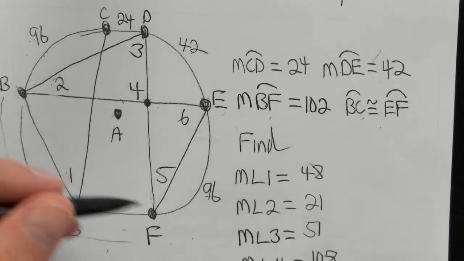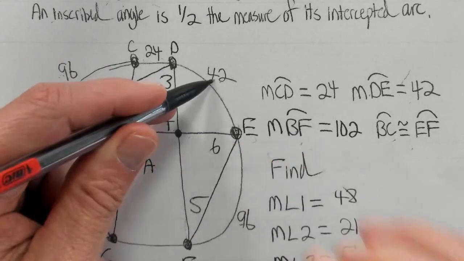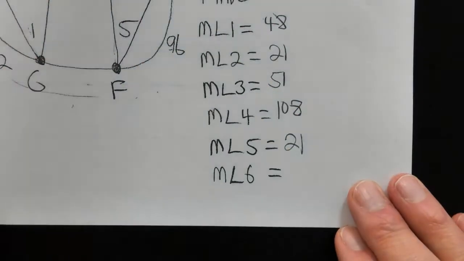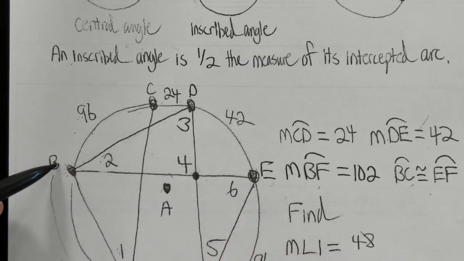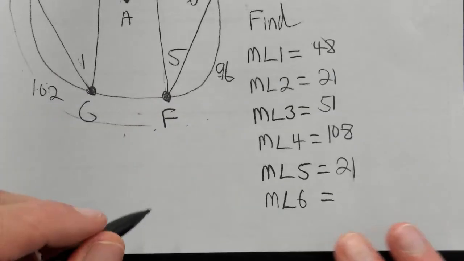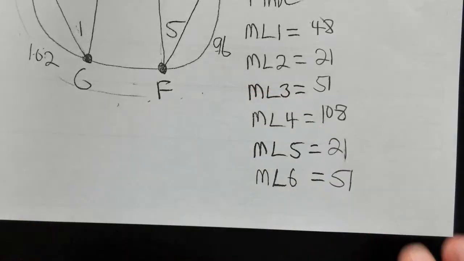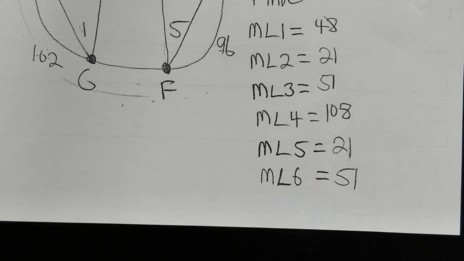Angle 5 is inscribed. What does it go to? It goes to arc DE, which is 42, and half of that, once again, is 21. And for angle 6 as an inscribed angle, it also goes to arc BF, half of which is 51. All right. So that's how we use that theorem to find all of these different angles. All right. What else do we have?